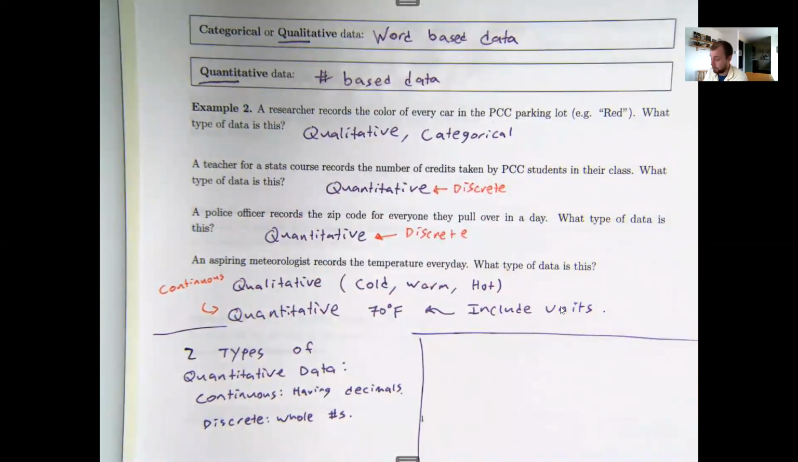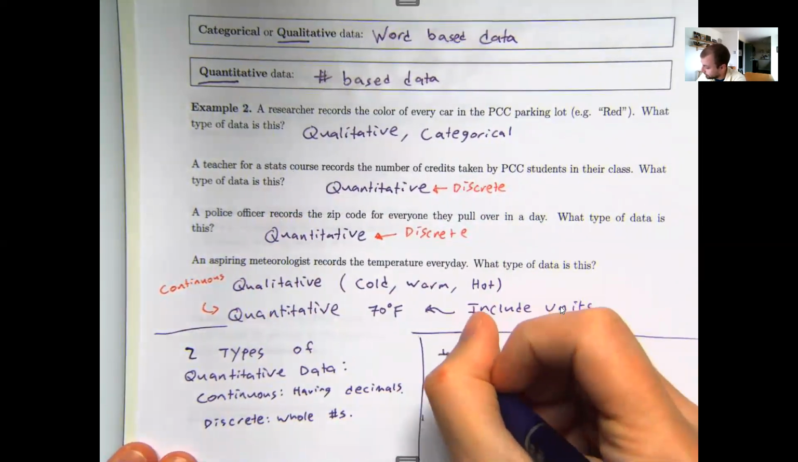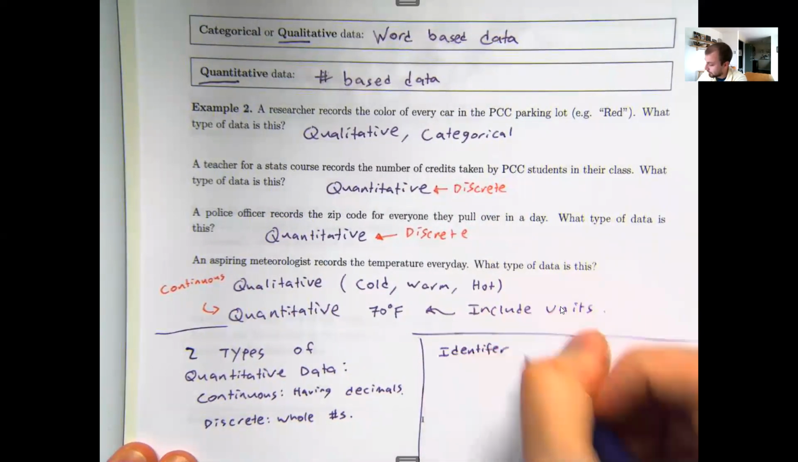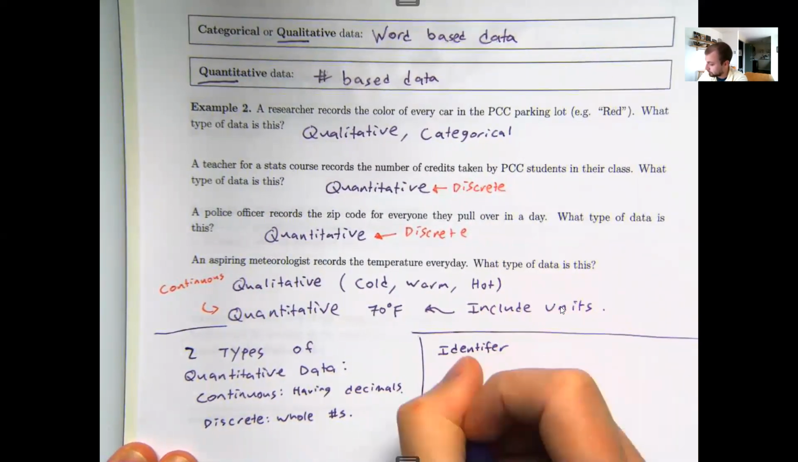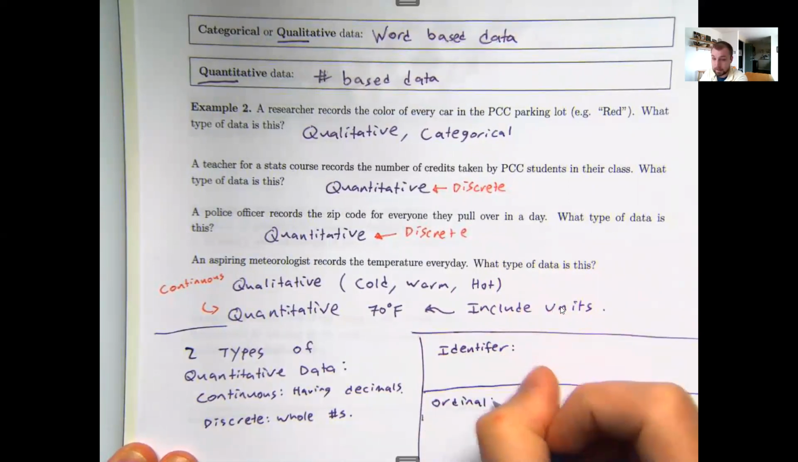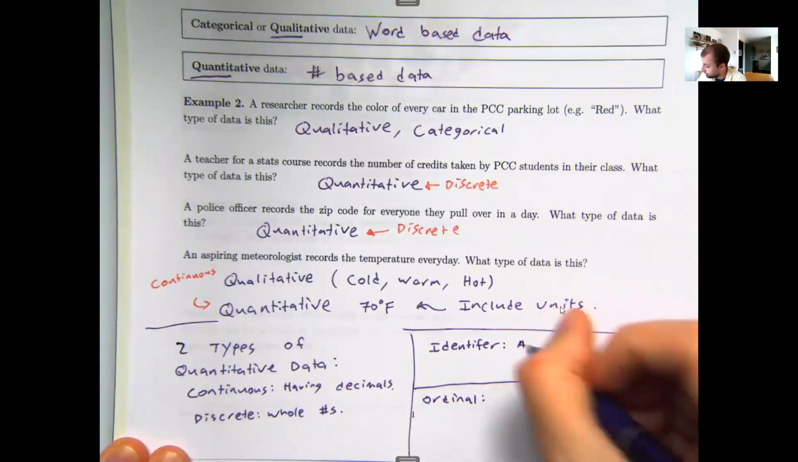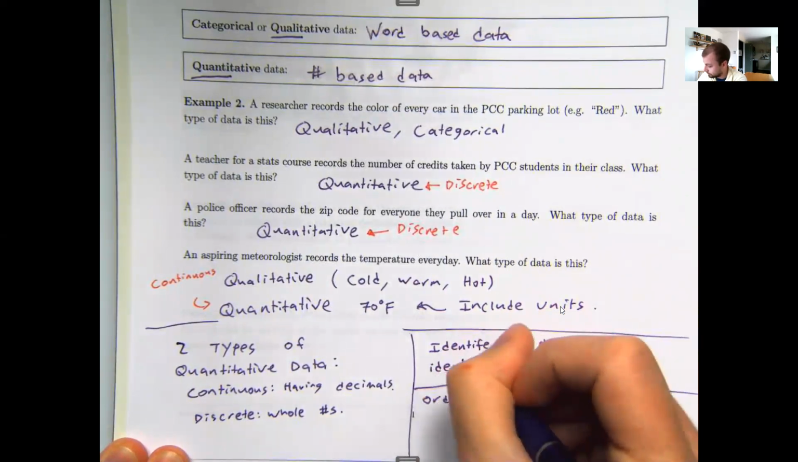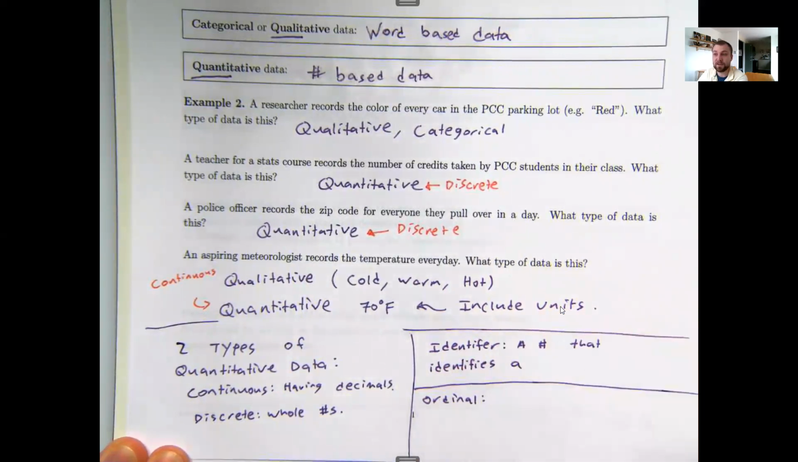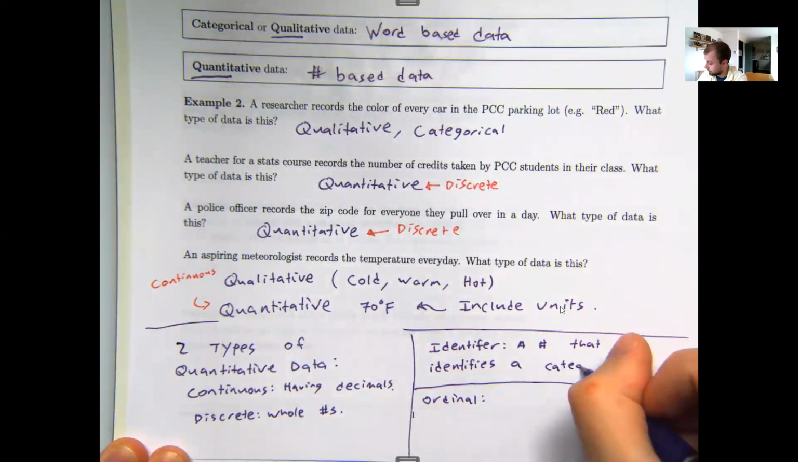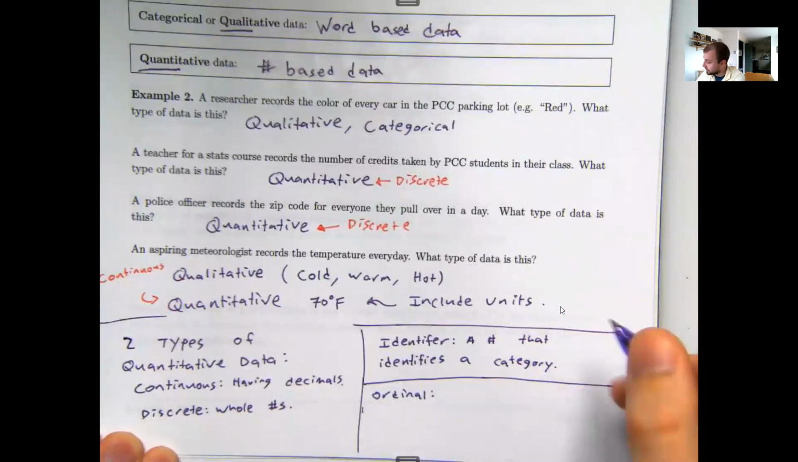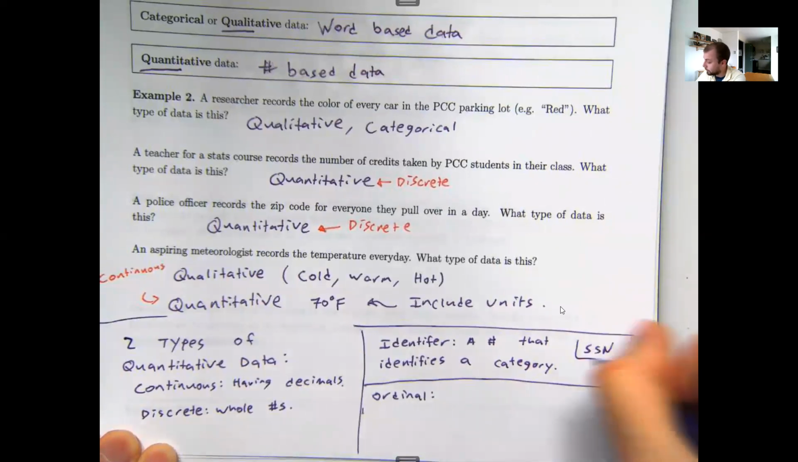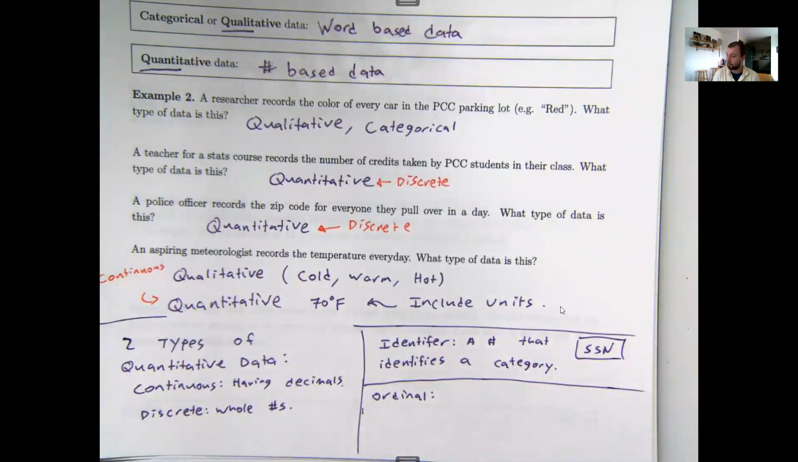I'm going to give you two more definitions here. Identifier and ordinal. Identifier, this is a number that uniquely identifies a specific category. An example of this might be something like a social security number. If you give me a social security number, please don't give me your social security number, it would uniquely define who you are. Driver's license numbers, that's something that uniquely defines that person.